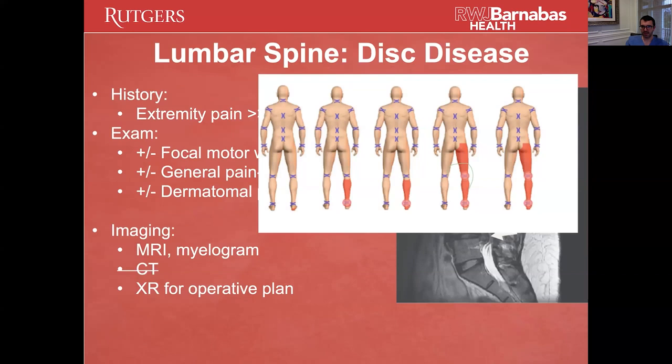And again, these are different dermatomes. So you want to ask a patient when you collect a history, where is this extending into your leg? The front, back, side, medial aspect, and how far down is it going? All of that helps you to isolate which nerve is actually the trigger for this pain.